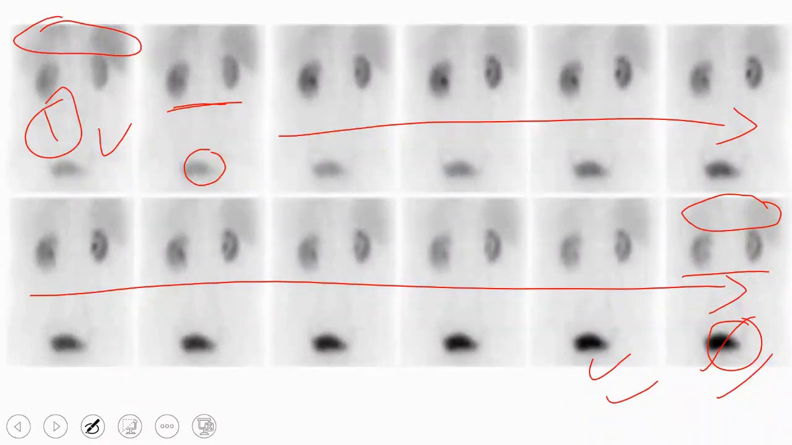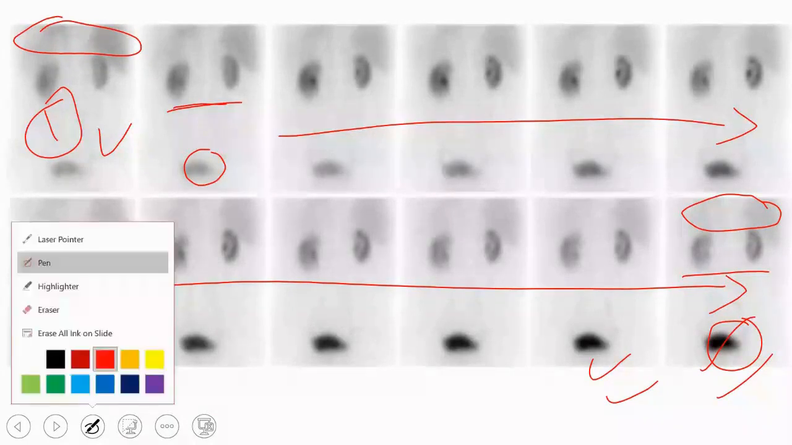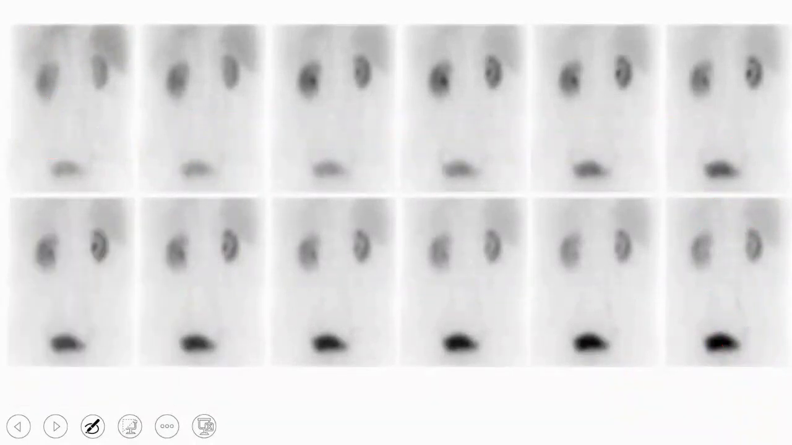Why? Because before I inject, I start my acquisition process to take small frames every 10 seconds, capturing images repeatedly. So you start to gather these frames, and you have what? You have this kidney and this kidney. This is the left kidney, and this is the right kidney.